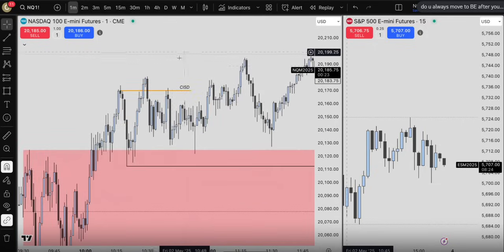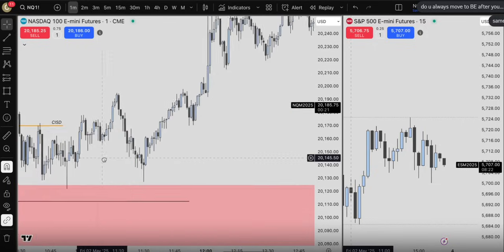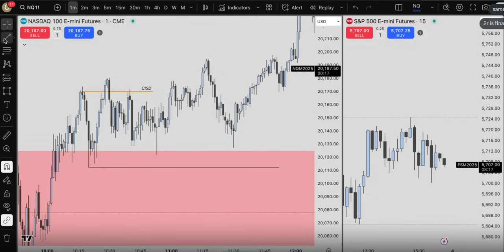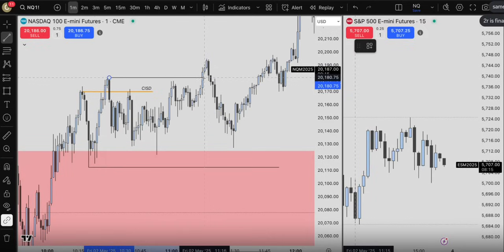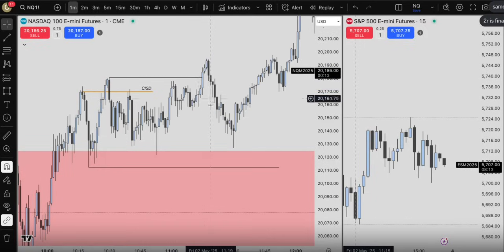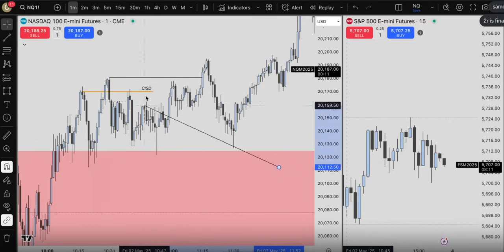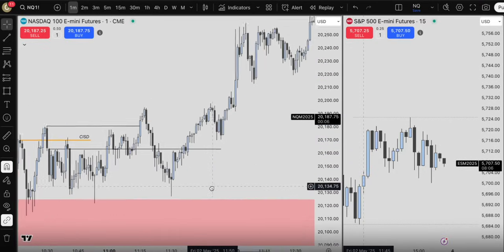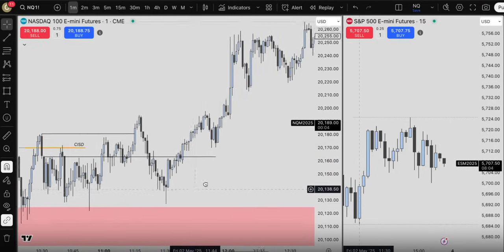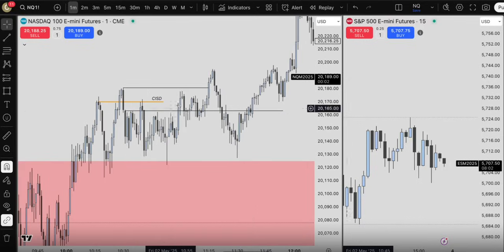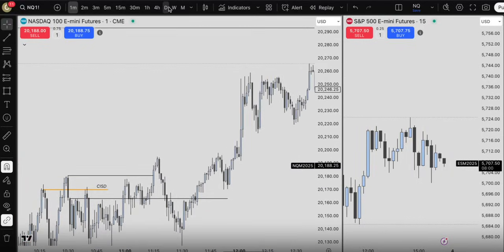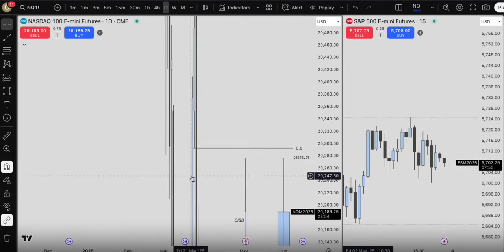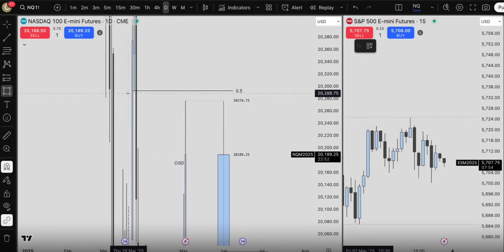So, we're basically doing nothing. And then I was like, okay, I'm going to move my stop to break even once we break this high. We broke the high and I moved my stop to break even, which is right here. And then I got stopped out. I should have moved my stop to break even once we pulled into this daily fair value gap right here.